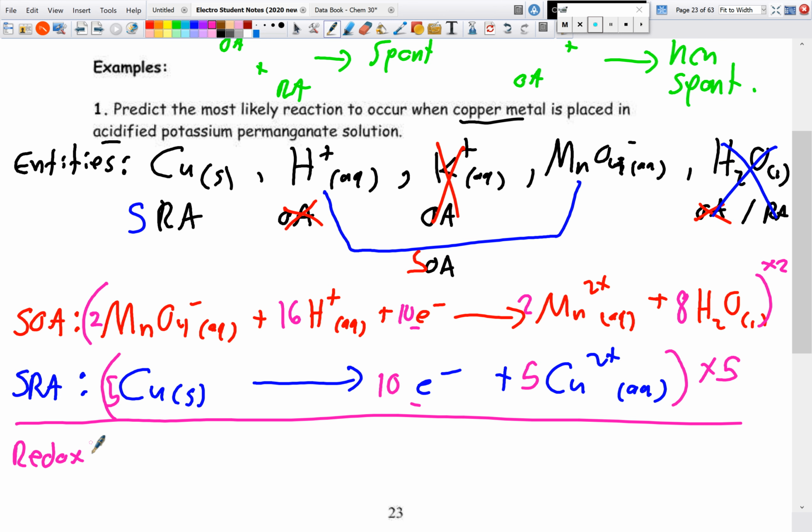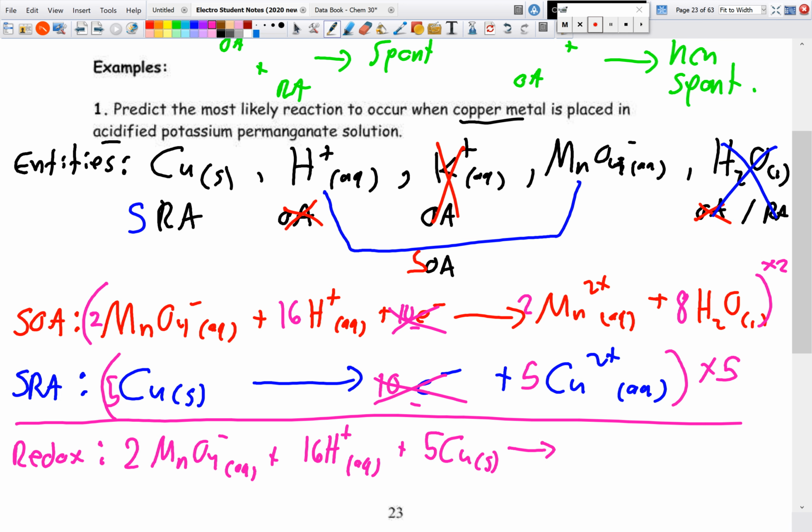Now when we add these together for our redox, the only thing that is going to cancel is our electrons. So we got 10 electrons as a product, we got 10 electrons as our reactant, so they're going to completely cancel out. And our redox, we got 2 MnO4 minus plus 16 H plus. It doesn't really matter where you put these in. I can list the copper solid first if I want to. It doesn't really matter. As long as the coefficients are right in front of everything, you're golden. And that is our reaction.